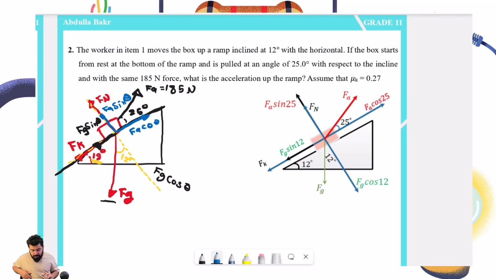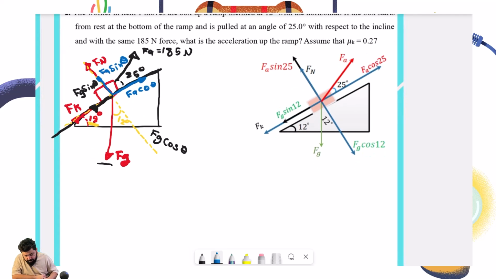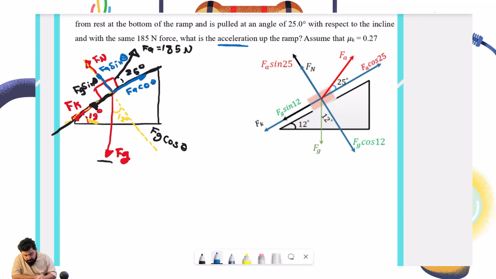Now let's find Fn first, and then it asks what is the box's acceleration. Acceleration is equal to F divided by mass. We don't have F. The forces, of course, are going to be on the x-axis because y doesn't move. The box is not going up and down, it's on an inclined plane. It's still a straight line. Be careful, don't confuse that.